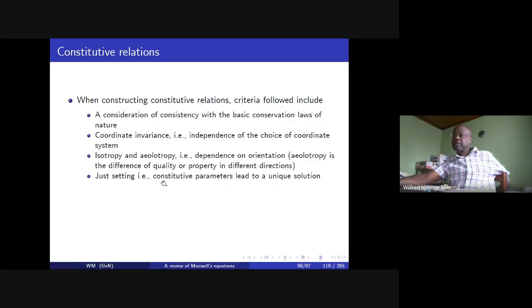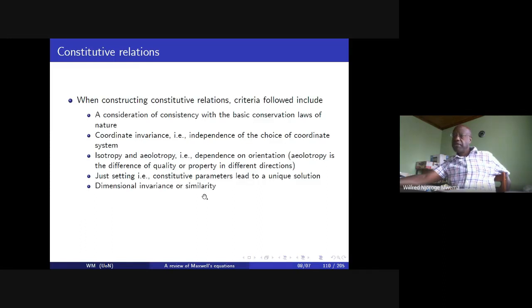The relations must also be well-posed. That is, the constitutive parameters that we use give us a unique solution. We don't want to have solutions that depend on who solved it or the way the constitutive parameter was defined. That is, once we use our constitutive relation, the solution is going to be unique and it's going to be the only one for the prevailing conditions set.